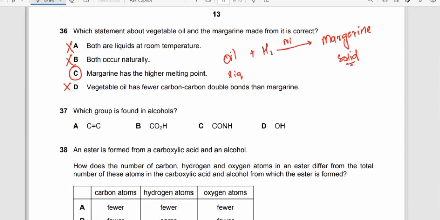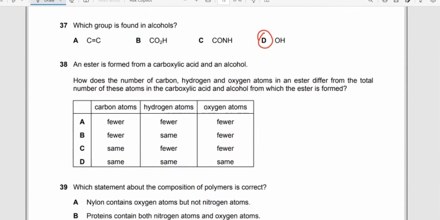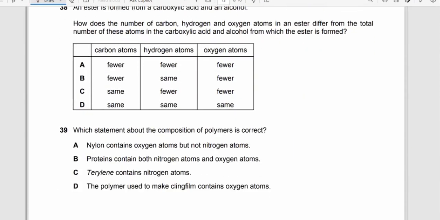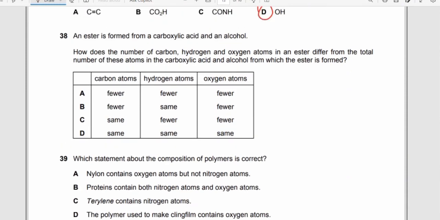Which group is found in alcohols? This group is found. An ester is formed from a carboxylic acid and an alcohol. How does the number of carbon, hydrogen, and oxygen atoms in an ester differ from the total number of these atoms in the carboxylic acid and alcohol from which the ester is formed?